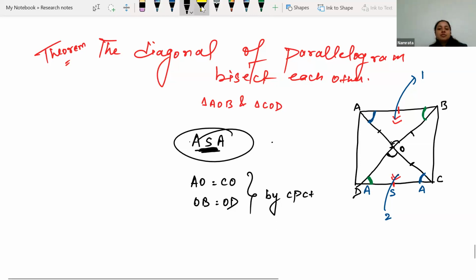Instead of that, if you want to take this yellow triangle and the other yellow one, these two will also help you prove the same thing. So it's completely up to you which two triangles you want to take. Why are we taking opposite triangles only? Because a parallelogram gives opposite sides only as the same, right? Yes, ma'am. We take opposite triangles, and on that basis we are able to prove that the diagonals are bisecting each other. Got it? Yes, ma'am. Let's move ahead.